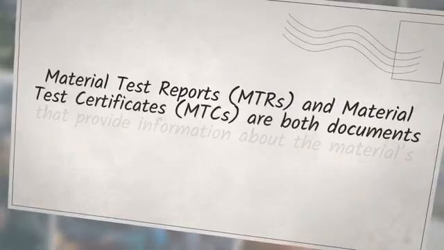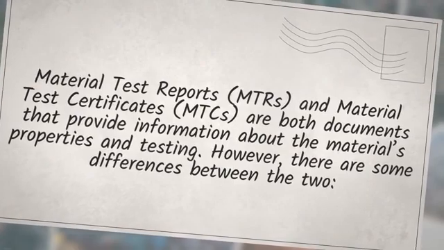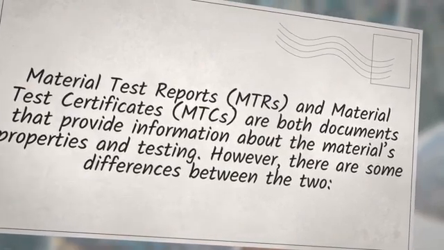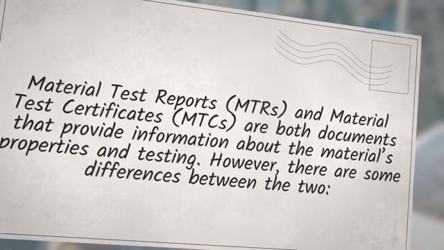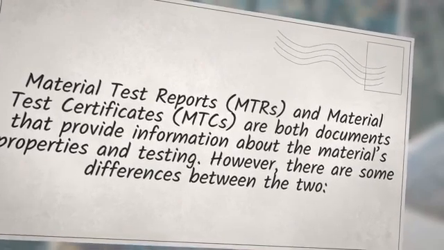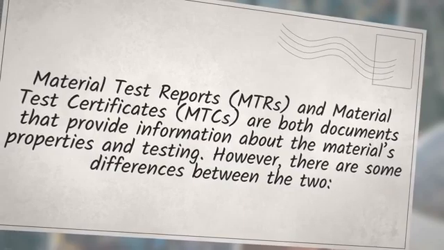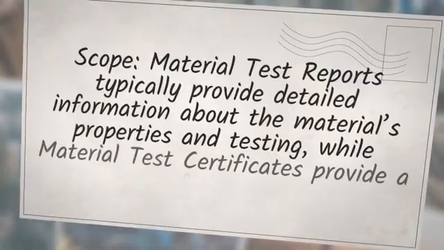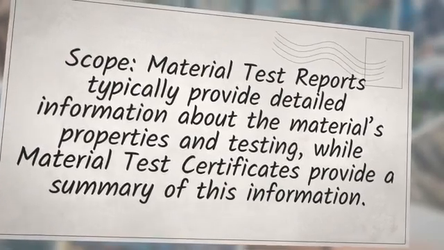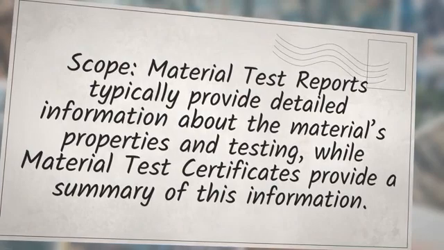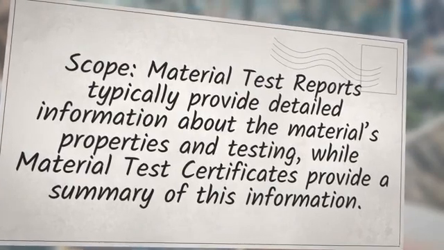Material test reports, MTRs, and material test certificates, MTCs, are both documents that provide information about the material's properties and testing. However, there are some differences between the two. Scope. Material test reports typically provide detailed information about the material's properties and testing, while material test certificates provide a summary of this information.